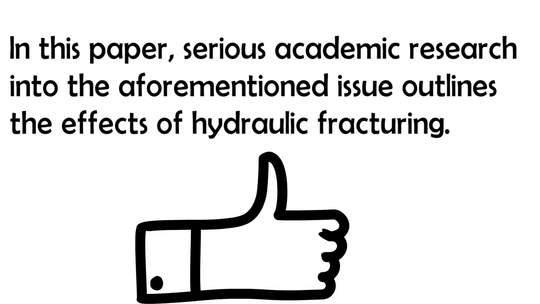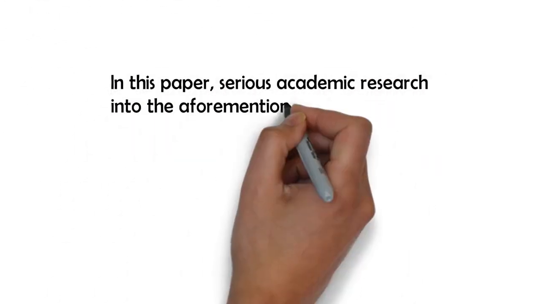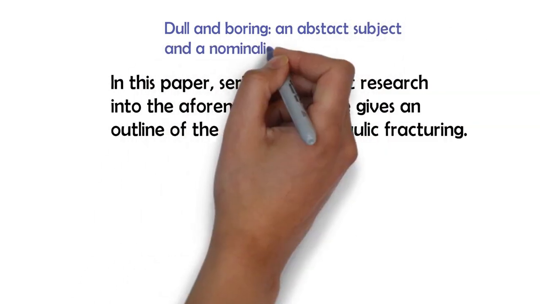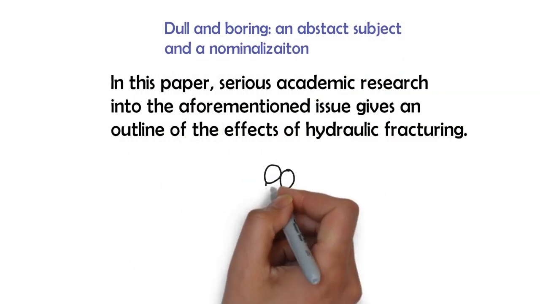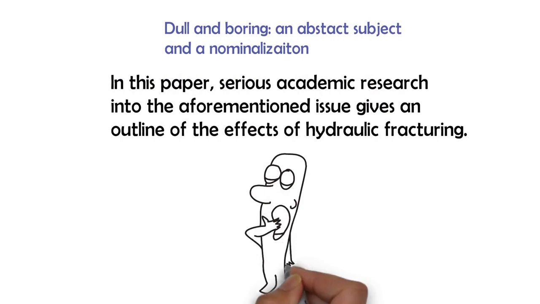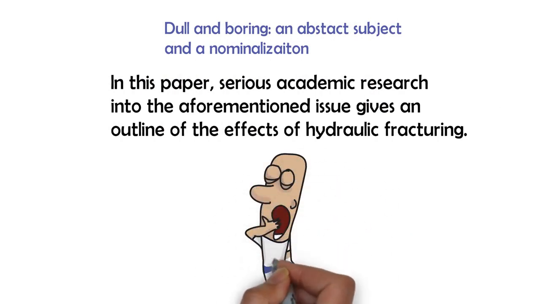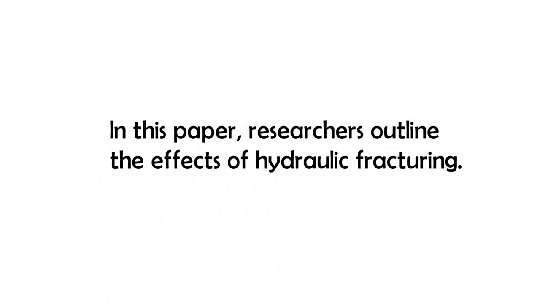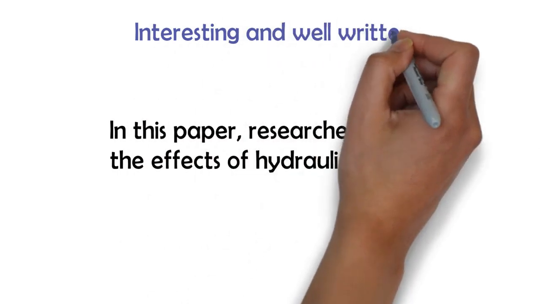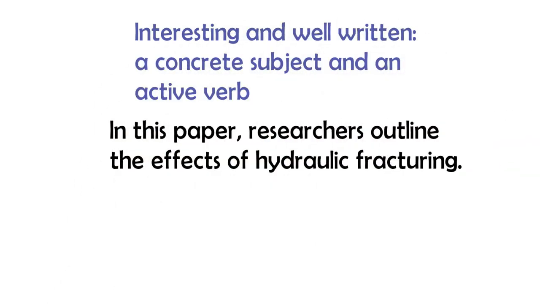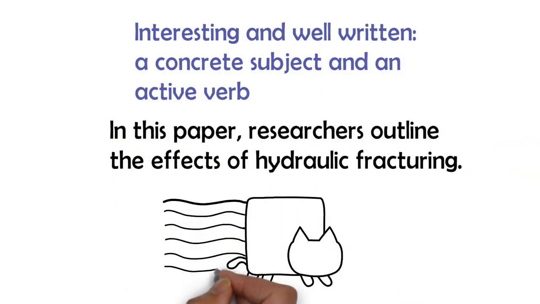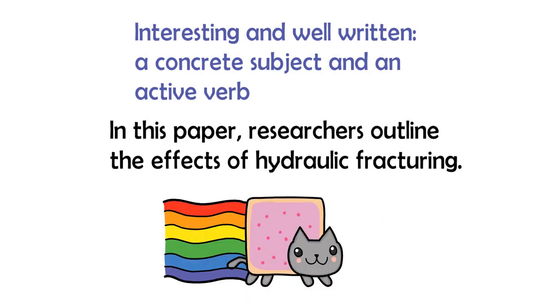Okay then, before we finish, let's just put everything together. So we had a dull and boring extract, and two of the reasons for this was that it contained an abstract noun and a nominalization. So be aware that if you write in the same way, I'm going to look like this dude here while I'm grading your paper. Okay, and then we learned that we can make our text far more interesting and well written if we use a concrete subject and an active verb. And if you do that in your assignment for this course, then I'm going to look like this dude here while I grade it.